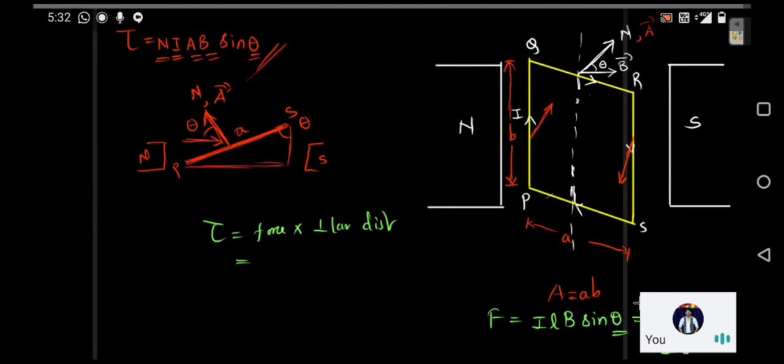Again, you can use your right hand thumb rule. L cross B: L, you take your first finger, that is the forefinger for L, and B for the middle finger. Or you can use Fleming's left hand rule again. Your I will be represented by the middle finger and the magnetic field by the forefinger. Thumb is going to give you the direction of force.